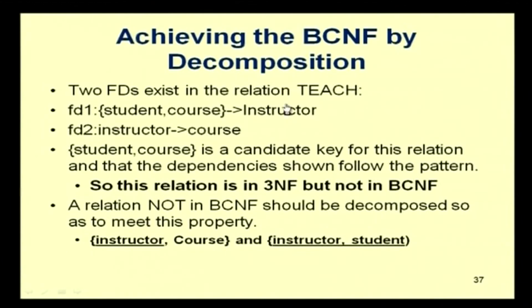Two FDs exist in the relation teach; we are taking another example. FD1 is student, course determines instructor, and FD2 is instructor determines course. Now, student, course is a candidate key for this relation and the dependencies shown follow the pattern. So this relation is in 3NF, but it is not in BCNF. A relation not in BCNF should be decomposed so as to meet this property. So, instead of having it like this, we can split it into instructor, course and instructor, student, so that it becomes Boyce-Codd normal form.